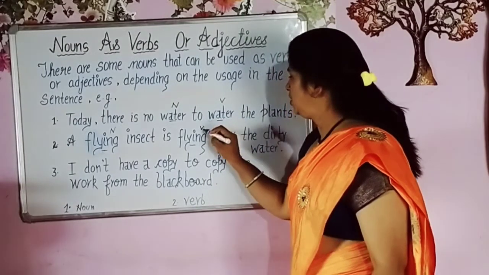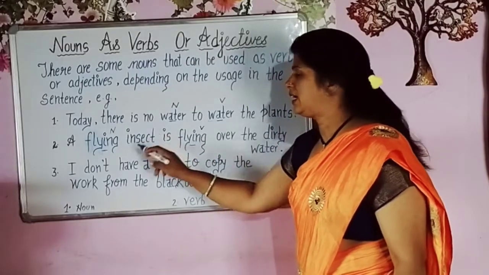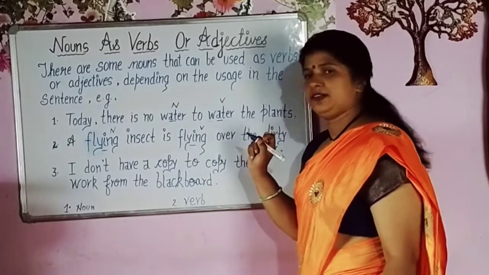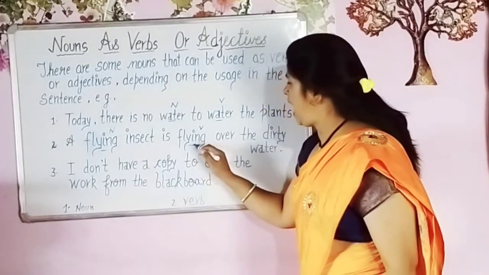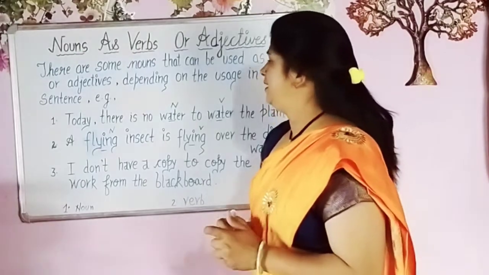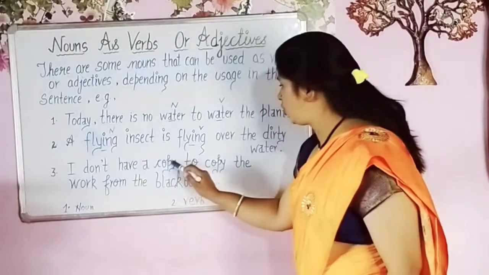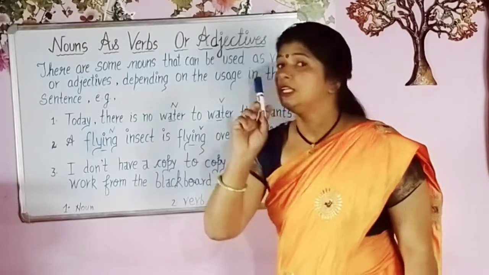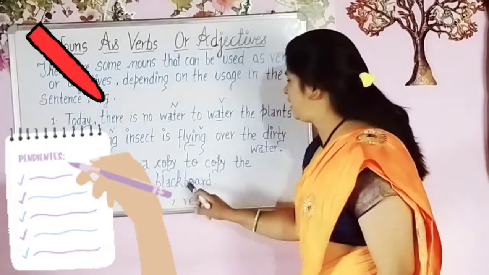ये क्या है? Doing verb है. Meaning काम के बारे में बता रहा है कि फ्लाइंग इंसेक्ट क्या कर रहा है? It is flying. Okay, so here this flying is a noun and the another flying is a verb. Okay, now the third one is: I don't have a copy to copy the work from the blackboard.